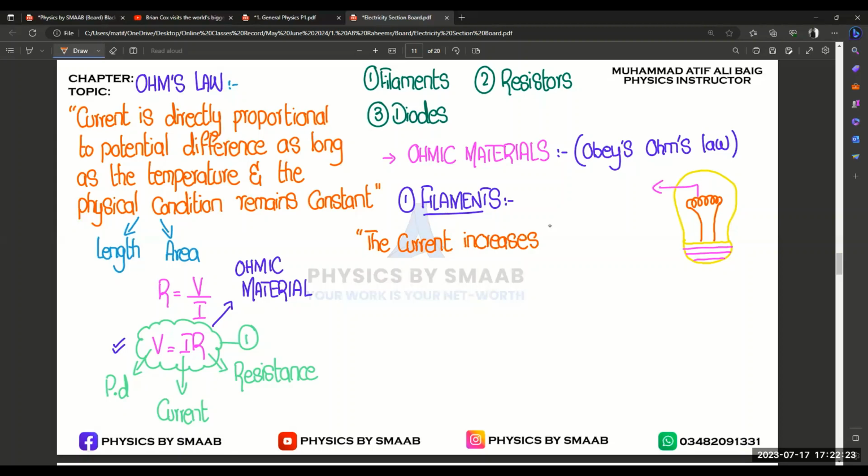So basically the current increases at a slower rate than the potential difference, right? And what is the meaning of it? I will explain all the points.